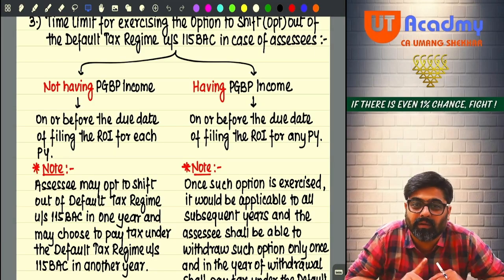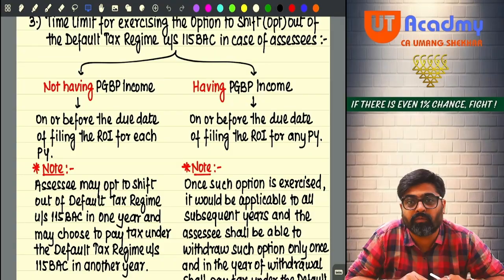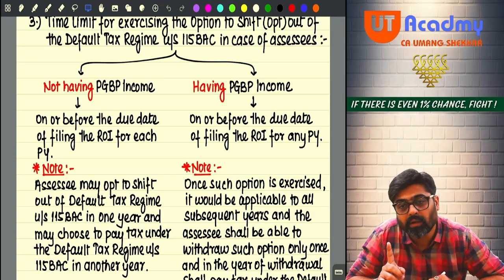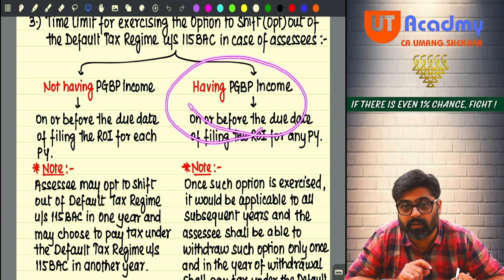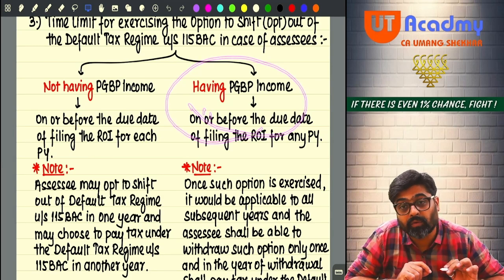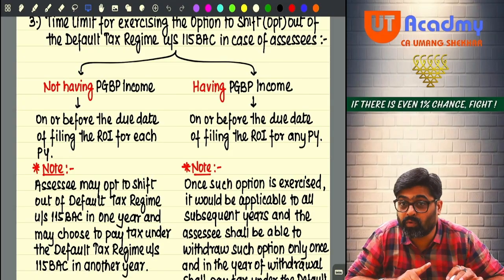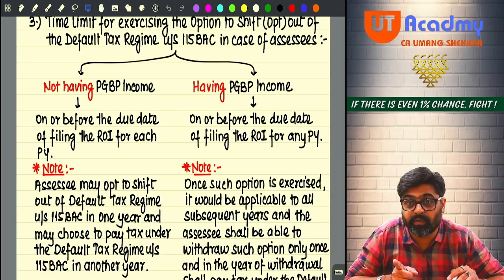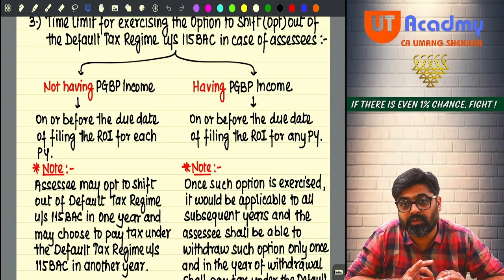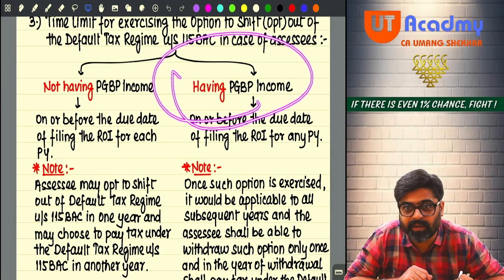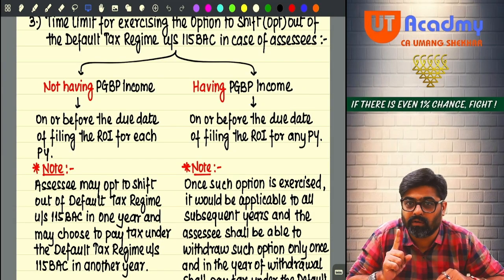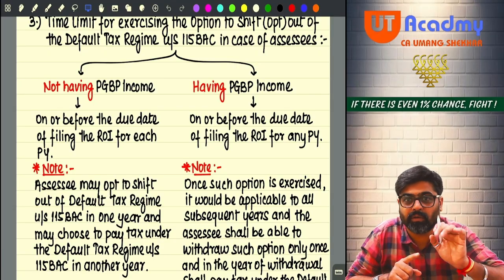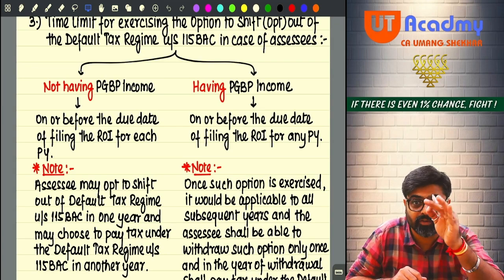Getting my point? But there is a very big drawback. This option to shift out and remain in 115 BAC every year is available only if you are not having PGBP income. But if you are having PGBP income, then you have to shift out every year. If you don't want to fall in the 115 BAC trap, you have to shift out every year. The year in which you don't shift out, you are earning PGBP income, from that year 115 BAC will stick to you every year. Later on you are not going to get this option to shift out.